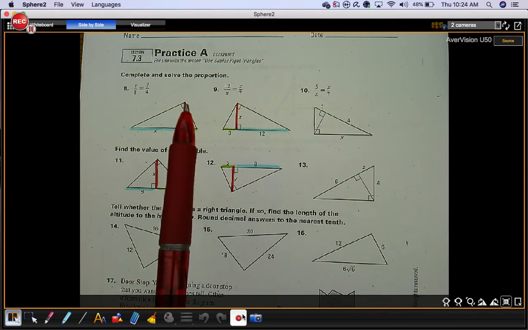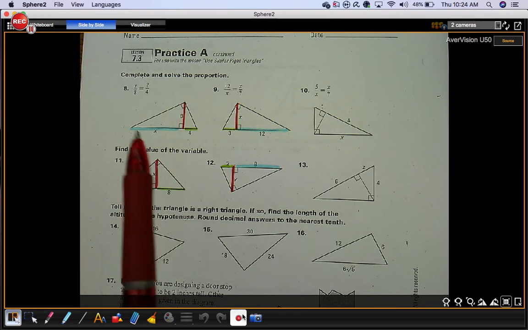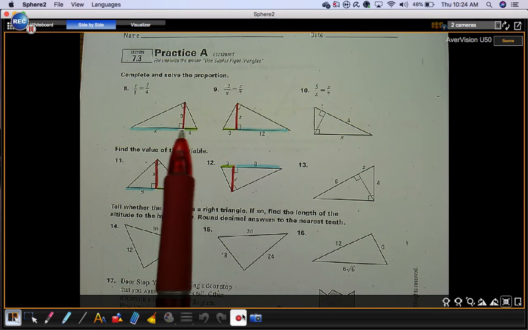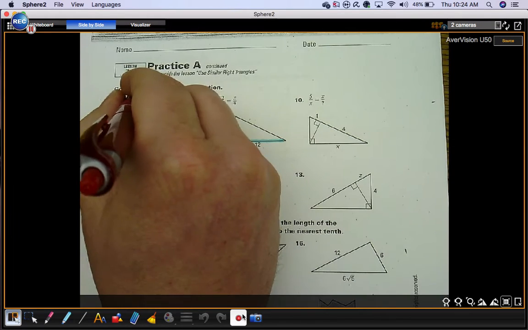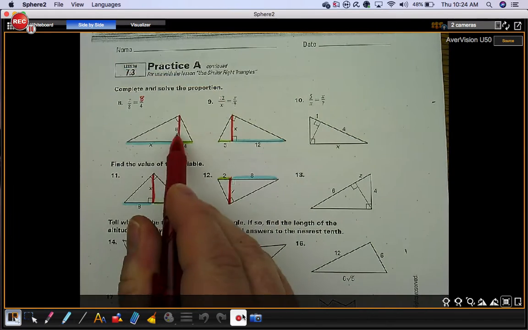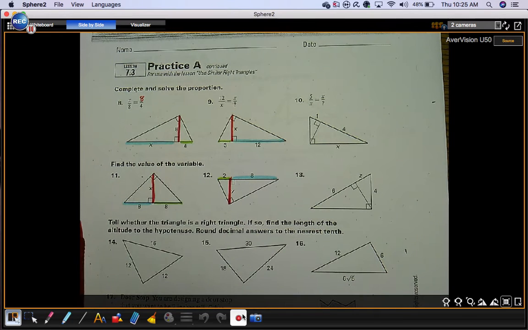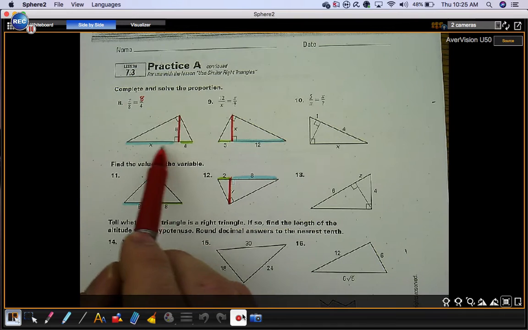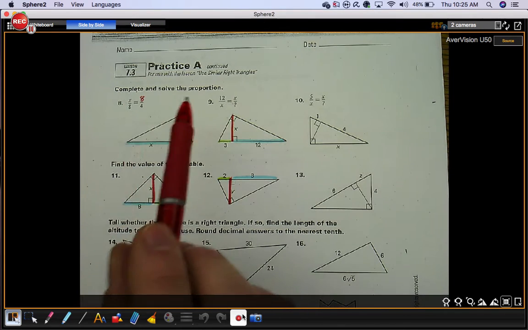So remember, the altitude to the hypotenuse is the geometric mean. So that red segment is the geometric mean, and it's the geometric mean of the other two things, the green and the blue. So notice how we have a proportion here. The geometric mean, that 8, goes in these slots. The other two numbers, x and 4, go in the other slots. So we completed the proportion.